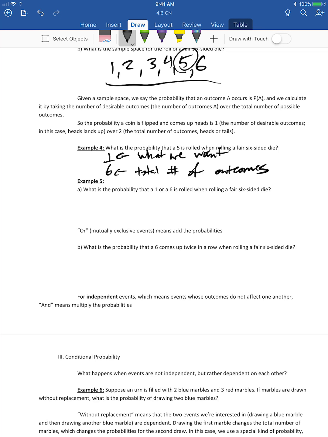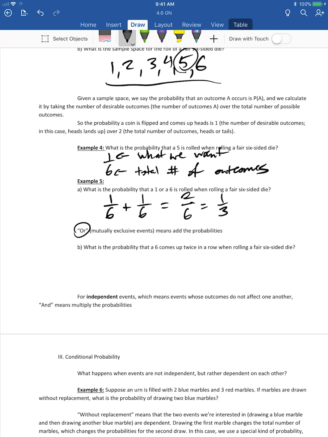What is the probability that a 1 or a 6 is rolled when rolling a fair six-sided die? All right, well, the probability that I roll a 1, that's a 1 in 6 chance, as we just saw. And then the probability that I roll a 6 is also 1 in 6. So the probability that I roll one or the other means I just need to add them. It's 2 over 6, or 1/3.